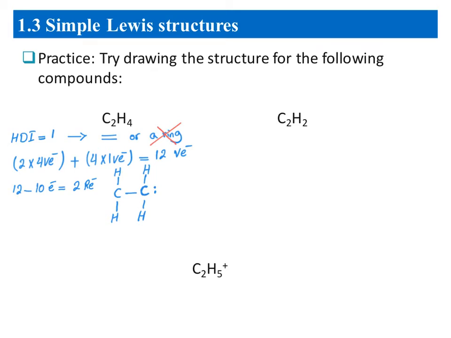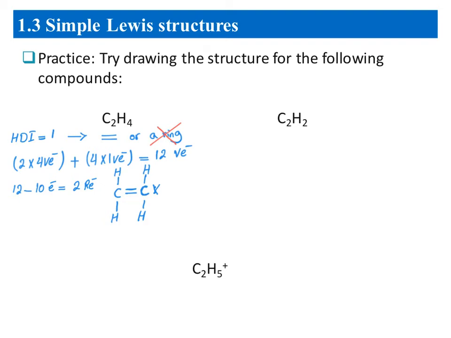the octet and duet in the molecule. So hydrogens, they have their own duets. They are good. This carbon has 2, 4, 6, 8. This carbon has 2, 4, 6. So it lacks electrons. Therefore, this carbon will share the electron with it. And this is the structure of ethylene that we draw. And this is what we expected. The HDI was 1, meaning that we should have 1 double bond in the molecule, and this structure confirms that.